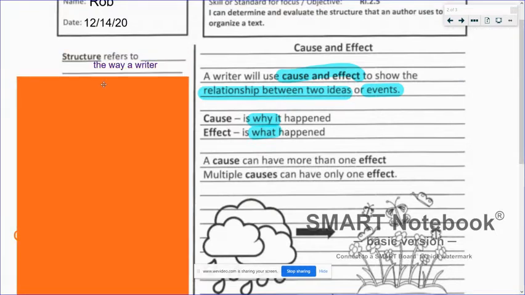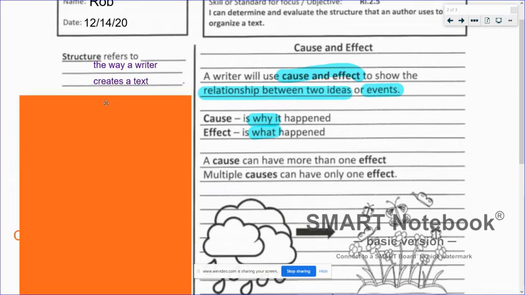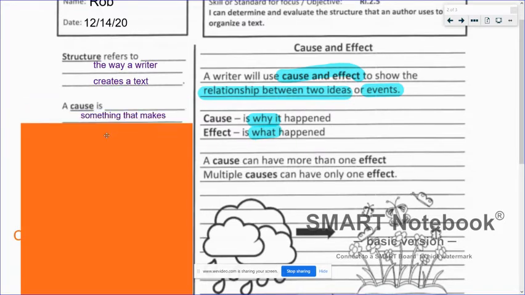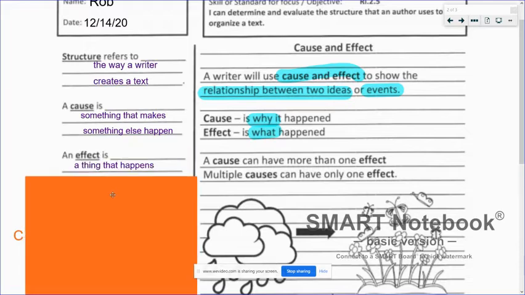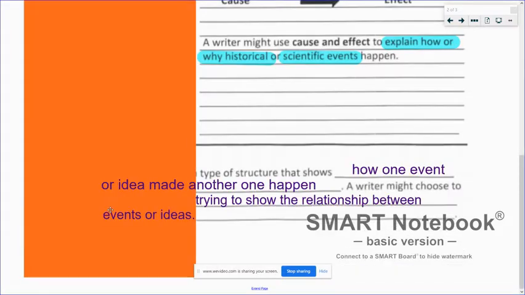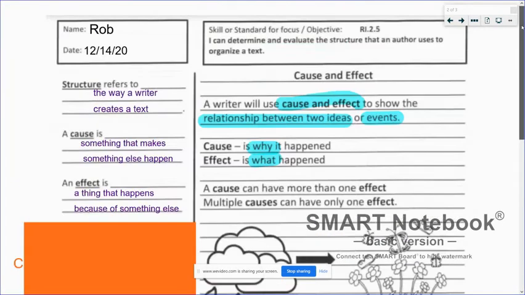And the first note had to do with structure. So structure, it refers to the way a writer creates a text, how they decide to organize it, structure their writing. Remember, you can pause if I'm going too fast, but I'm going to move quickly here, assuming that you will pause. A cause is something that makes something else happen. An effect is a thing that happens. An effect is a thing that happens because of something else.